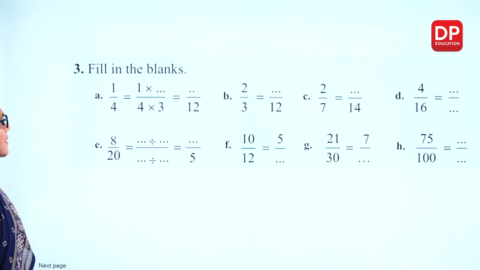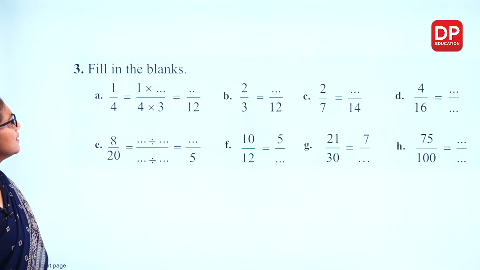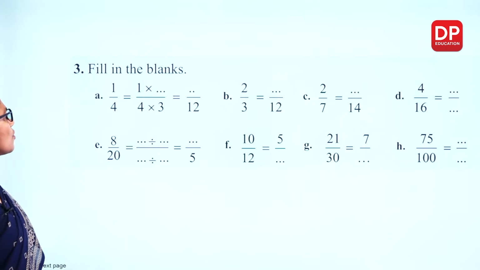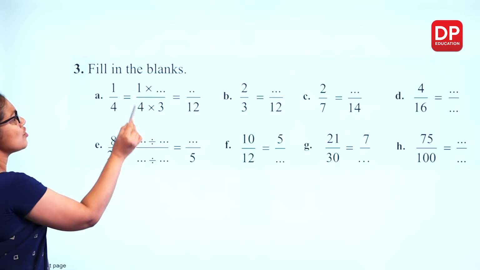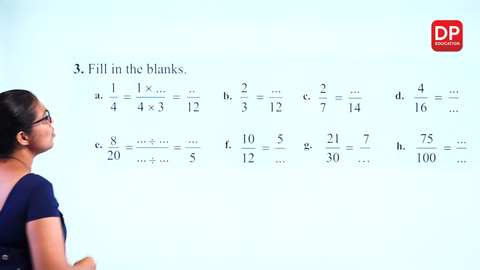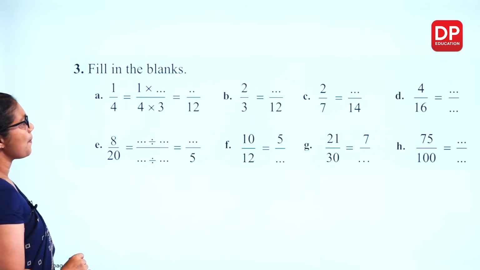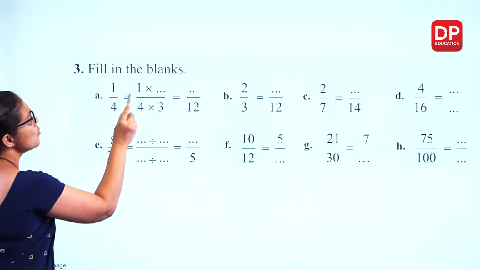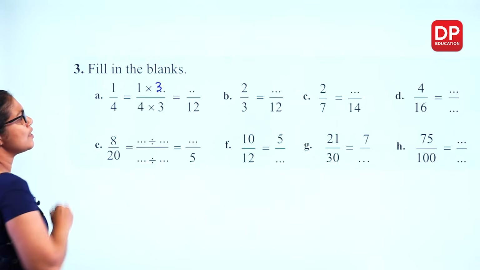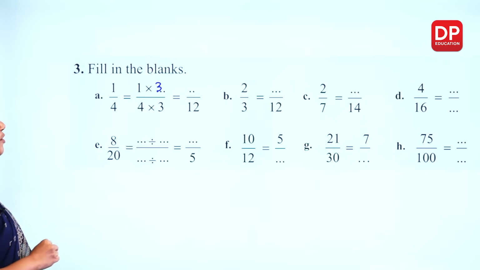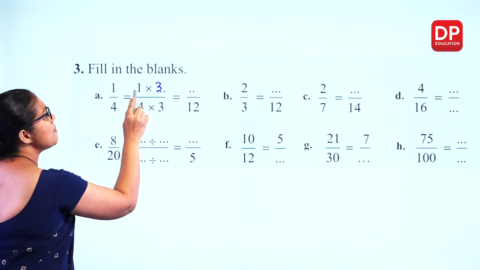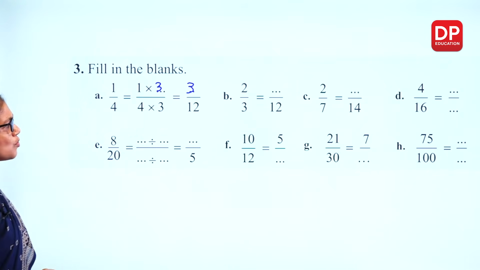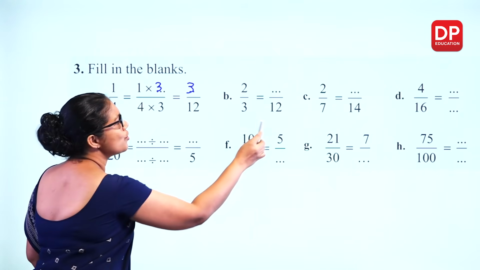Fill in the blanks. What are these? These are equivalent fractions. So here you are given a fraction and you are asked to convert to a different denominator. So here take the number multiplied by 3. So you have to do the same thing to the numerator. So here you get 3. So then multiply. 1 times 3 is 3. You have already been given 12 there. Now what do you do here?